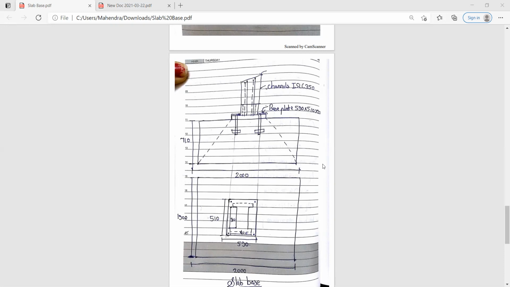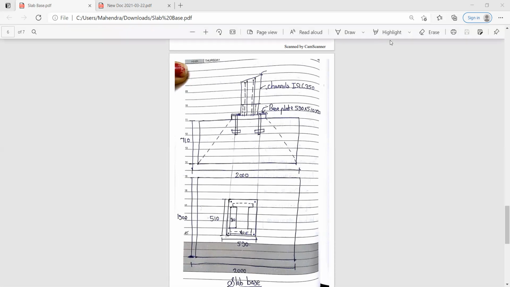Here the I section is given to you. That is ISLC 350 is being given to you. It is mentioned in the question only that ISLC 350 is being given to you. From that, the capital D, that is the depth, is 420, and the size of the built up column is 390. So just complete the diagram detailing part.